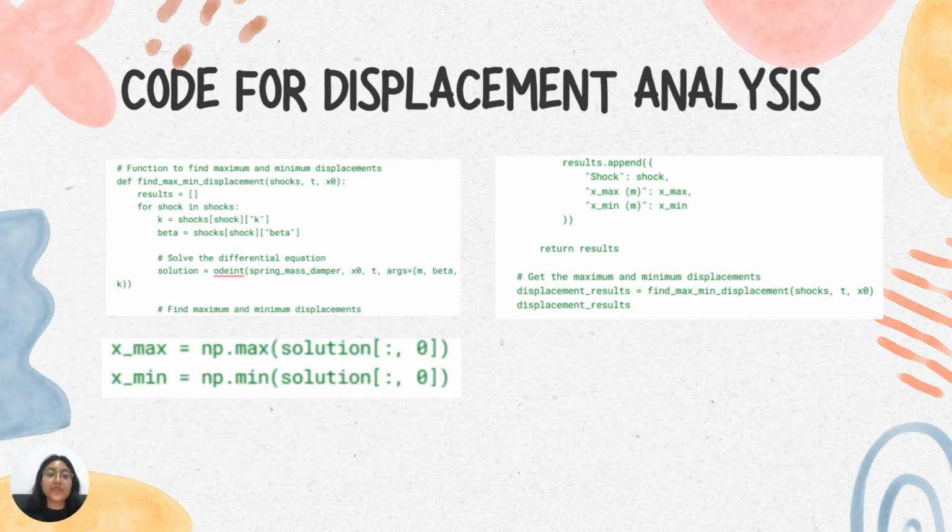And this is the code for displacement analysis. So we need to find the maximum and minimum displacements, x max and x min, for each shock absorber with this code. And the result will show the maximum and minimum displacement for each shock. And to determine the best shock, based on the displacement results and the performance in the long run, we will determine the best shock absorber for the suspension system and explain the decisions.